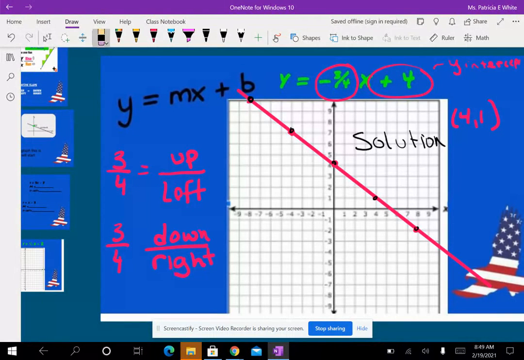So I'm going to do the math for 1 equals negative 3/4 times 4. So negative 3 times 4 is negative 12, divided by 4 gives me that negative 3. These two guys basically just cancel each other out. So now I've got 1 equals negative 3 plus 4. Is that right? Yes, that's right. So I know that my line is right.